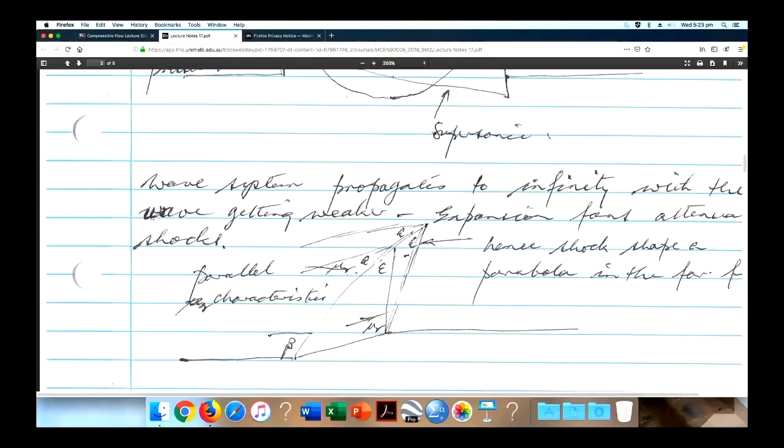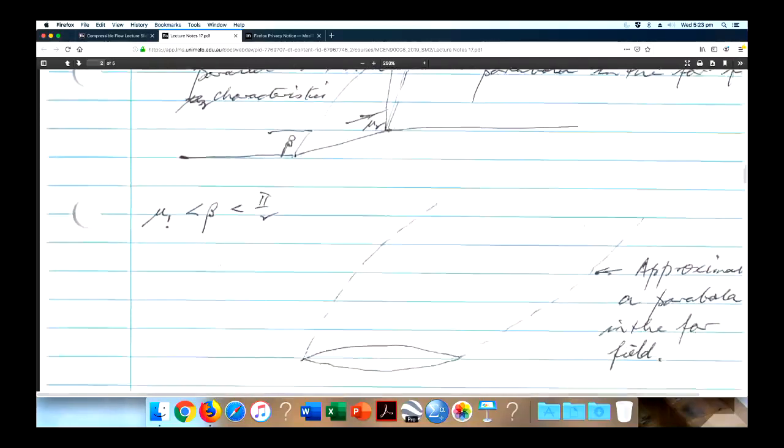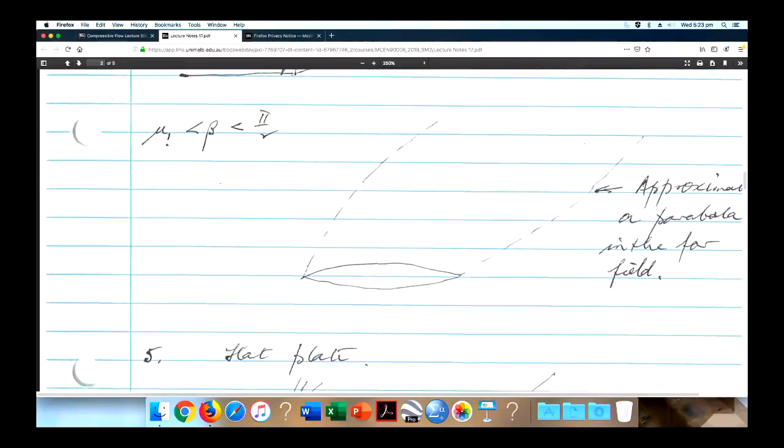So this shock wave doesn't die out. It just gets attenuated as you go further and further away, and its shape is the shape of a parabola. And there's one from the front of the airfoil or the front of the aircraft, and the one from the back of it. So I've said there that it's approximately a parabola. I can't move it over for some reason. Anyway, I think this word is approximately a parabola in the far field.